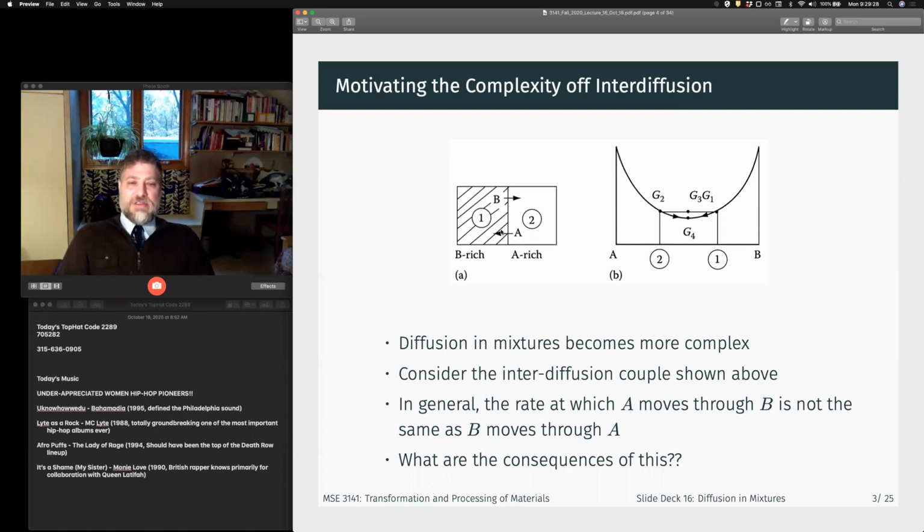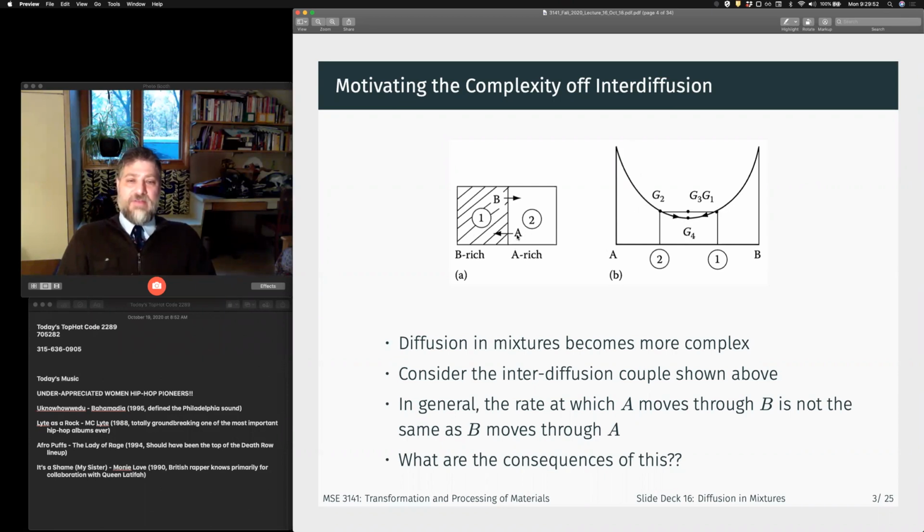We also have another idea. If these make a solid solution like this, it implies that they have the same crystal structure. So that means they're occupying the same lattice site. So that means the mechanism here is essentially vacancy diffusion, right?